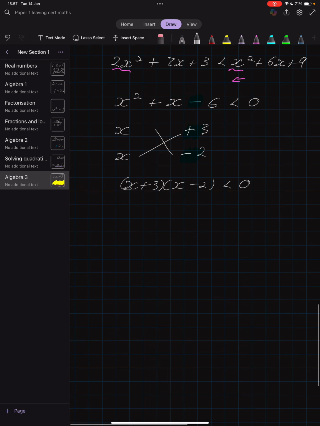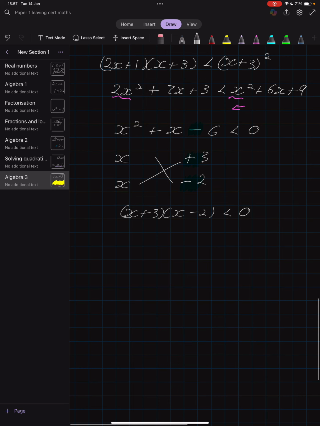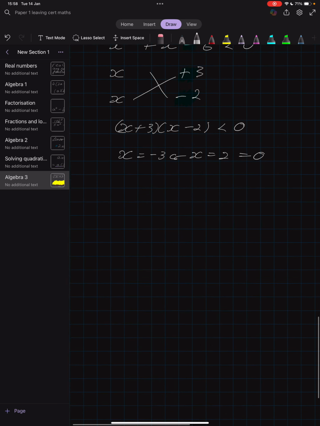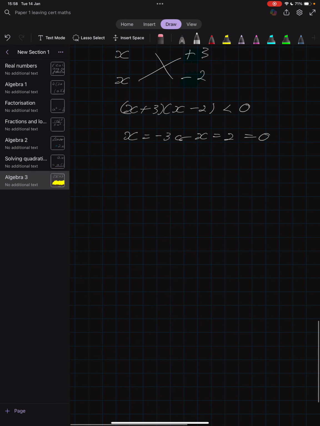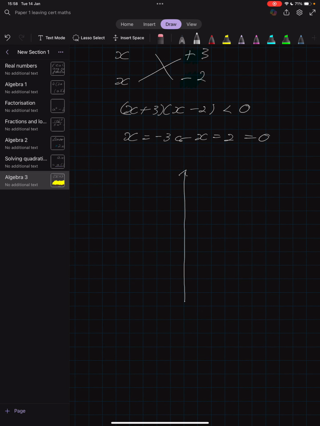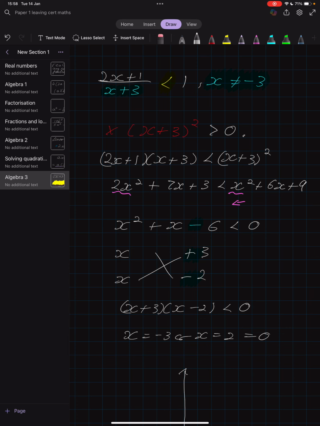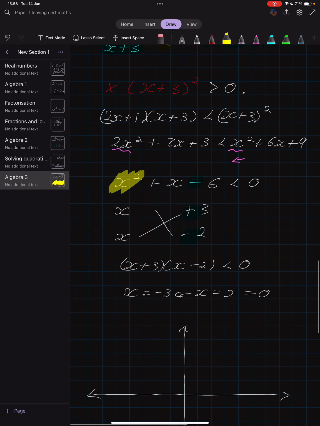So now you want to know, when does that happen? So when exactly is it less than 0? Okay? So when does this become 0? This becomes 0 if x equals minus 3 or x equals 2. Then this thing equals 0. So now what you do is you draw your graph. Okay? So if I draw it, now what I'm drawing is this because I want to know what values of x make this less than or equal to 0.